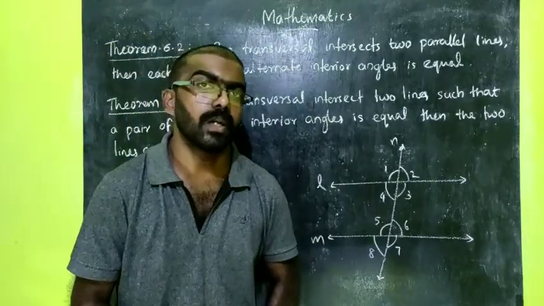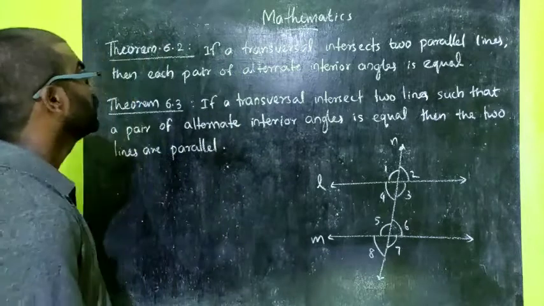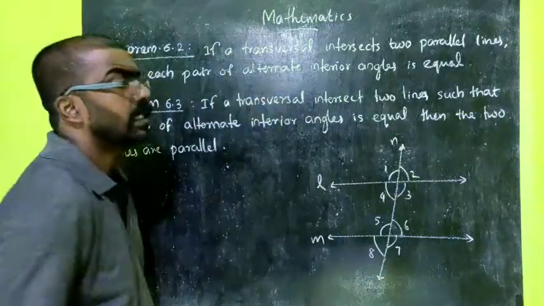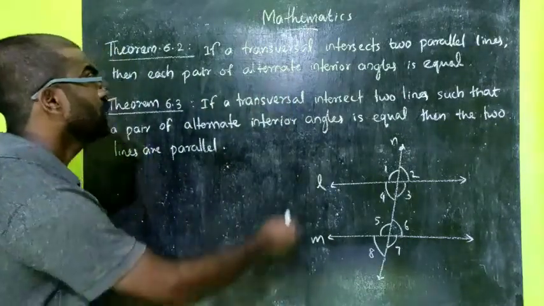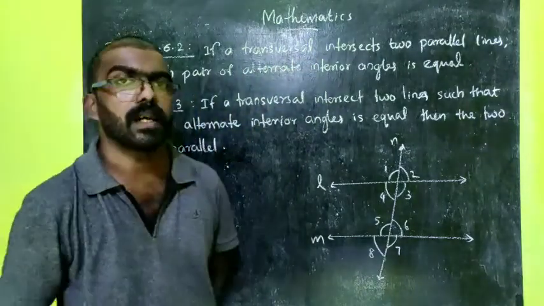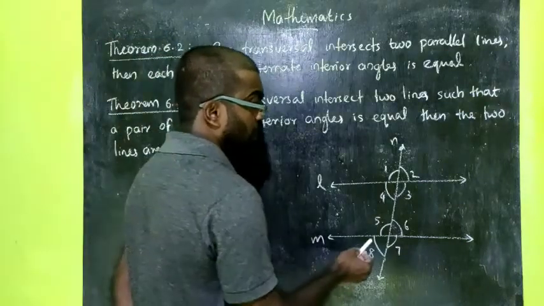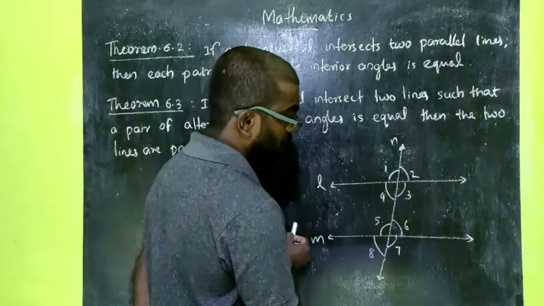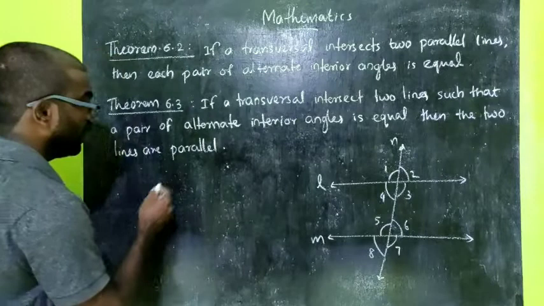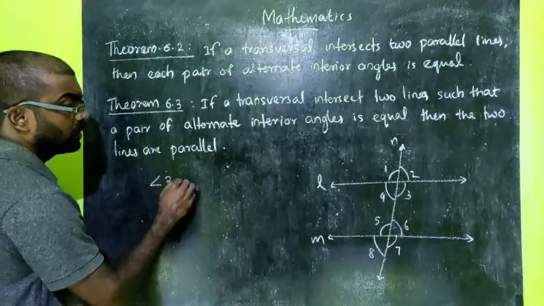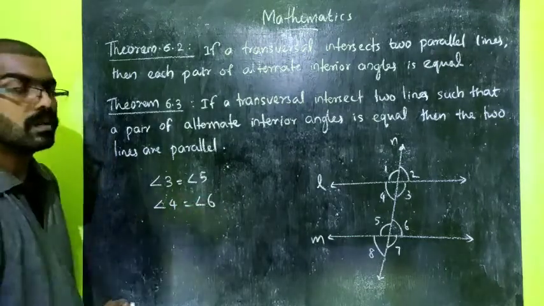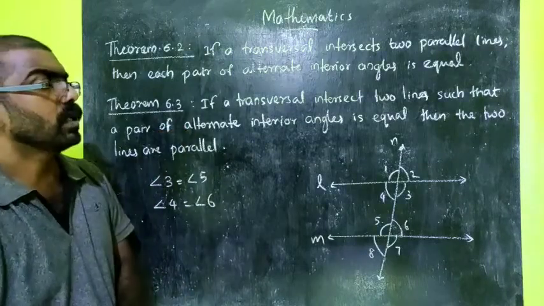Next we have two important theorems related to alternate angles. If a transversal intersects two parallel lines, then each pair of alternate interior angles is equal. Here, what are the alternate interior angles? In this figure, the alternate interior angles are angle 3 and angle 5, angle 4 and angle 6. And by the theorem, we can write angle 3 is equal to angle 5 and angle 4 is equal to angle 6.